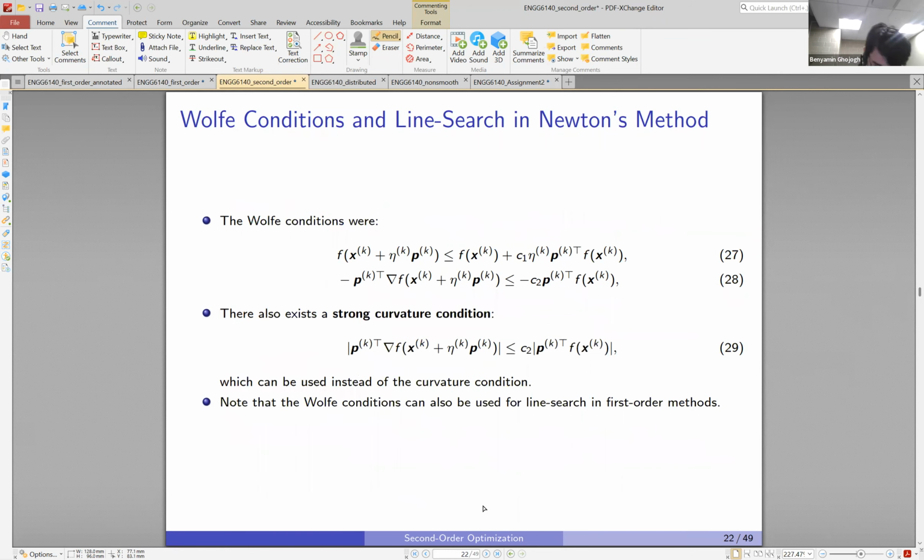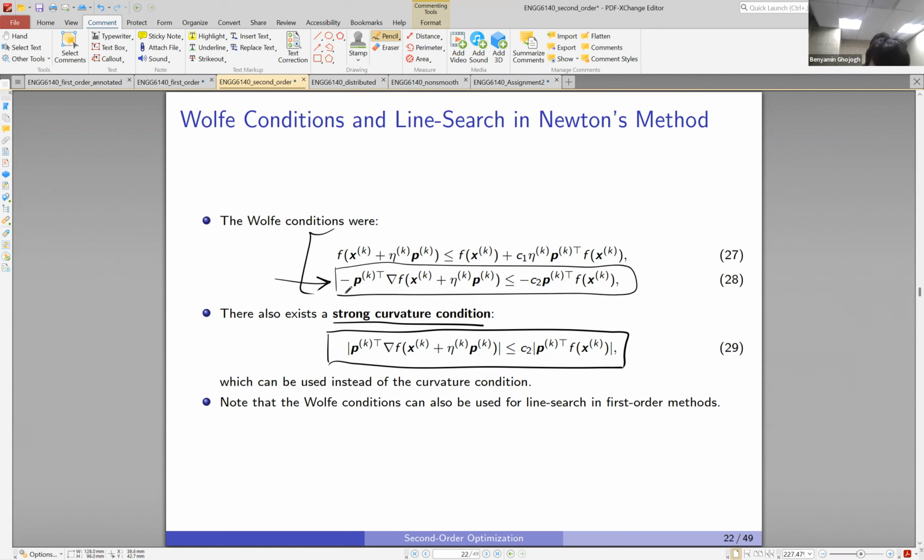Okay, now I have repeated the Wolfe conditions again here, just to say that there is also a strong curvature condition. So this is the weak curvature condition. But if you want to be more restrictive in the Wolfe conditions for line search, we can use the strong curvature condition, which is harder. Do you remember, for example, Armijo line search was harder or more strict than the simple line search. Also here, we have a strong curvature condition, which is harder than the weak curvature condition mentioned in equation 28.